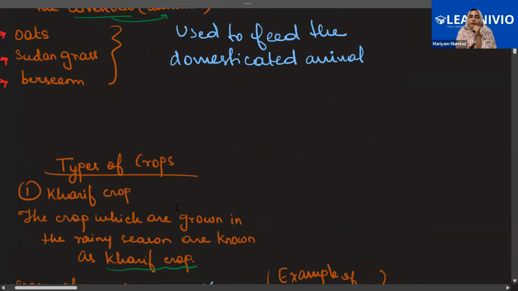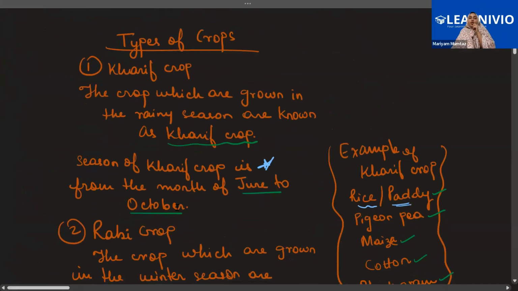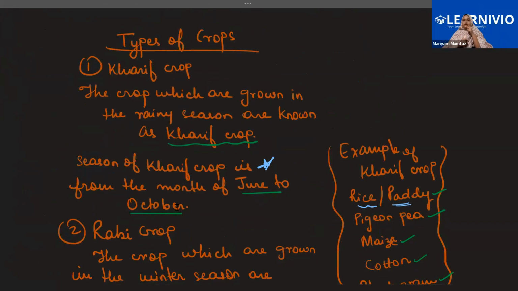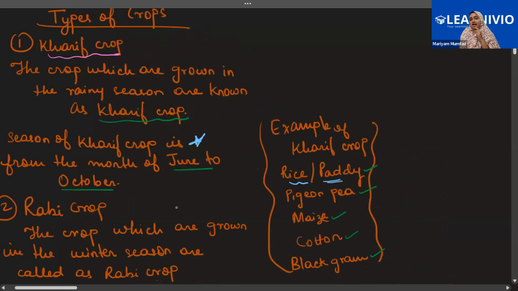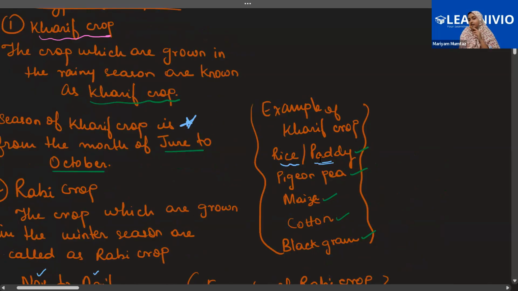Okay, so let us quickly revise what we have discussed in the previous class. We talked about the different types of crops, right? The first kind of crops that we talked about was the kharif crops. The kharif crop is the one that is grown in the rainy season, from the month of June to the month of October. Examples of the kharif crop would be rice, which is also known as paddy, then pigeon pea, maize, cotton, black gram. All of this would be considered as the kharif crops.